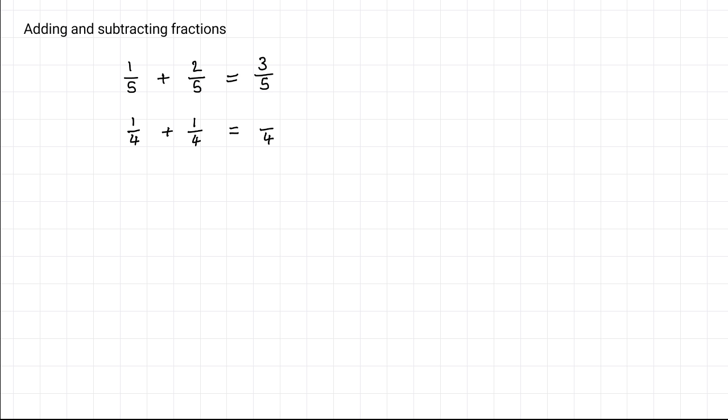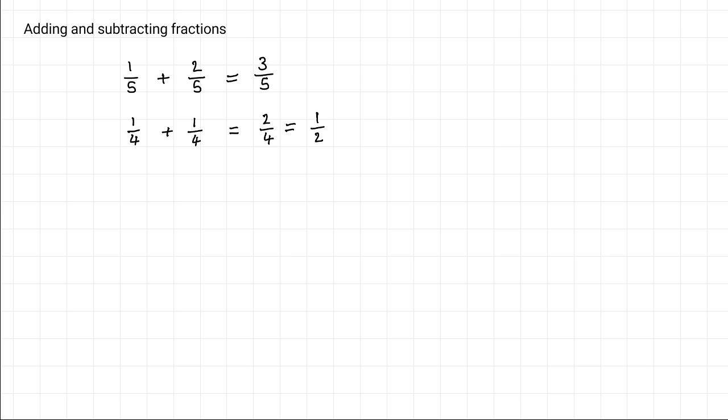I can write that there. So 1/4 add another quarter would be 2/4. Now I know that 2/4 simplifies to a half, so I'm going to write that as well. So my answer is actually a half. So I've got 1/4 add another quarter is equal to a half. But I wrote 2/4 first, and then that simplified to a half. Well, that's fine. Let's try subtraction.